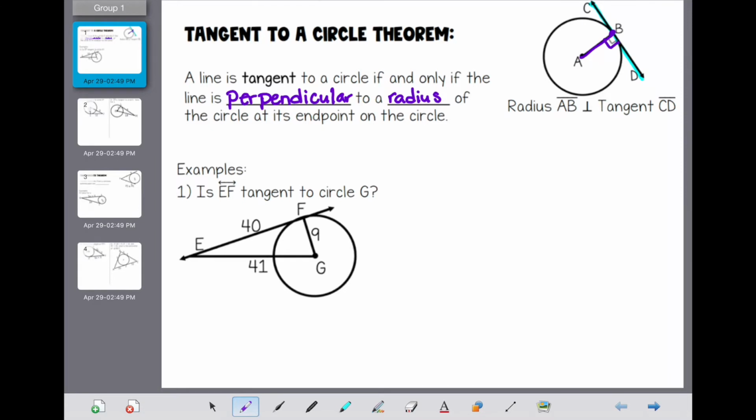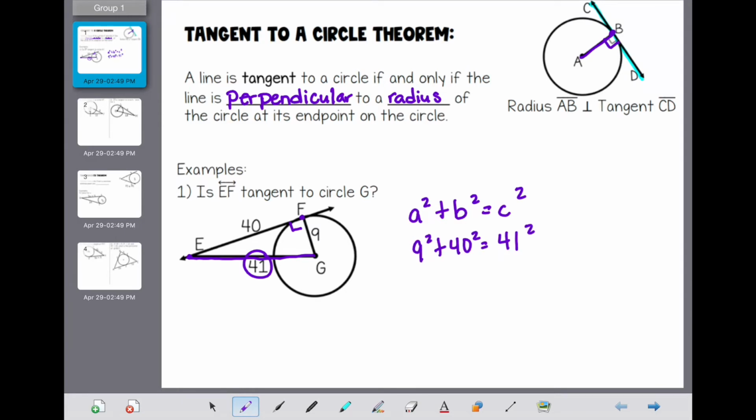In our first example, we are asked, is EF tangent to circle G? So if it is tangent, then right here we would have a 90-degree angle. What we did was we set up endpoints on the tangent, and then this segment was set up from that point to the center of the circle. And so this ends up being the hypotenuse of a right triangle. We can test if this would make a right triangle by using the Pythagorean theorem. And if we have a right triangle, then we know we have a right angle.